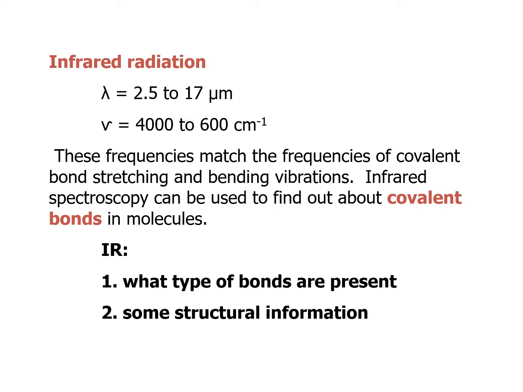Infrared radiation will have a wavelength between 2.5 to 17 micrometer and a frequency between 4,000 to 600 centimeter inverse. Because this range is similar to the bond frequencies of covalent bonds, IR is used to determine the kind of covalent bond present in the structure, and also to deduce some other structural information from the spectrum that appears.